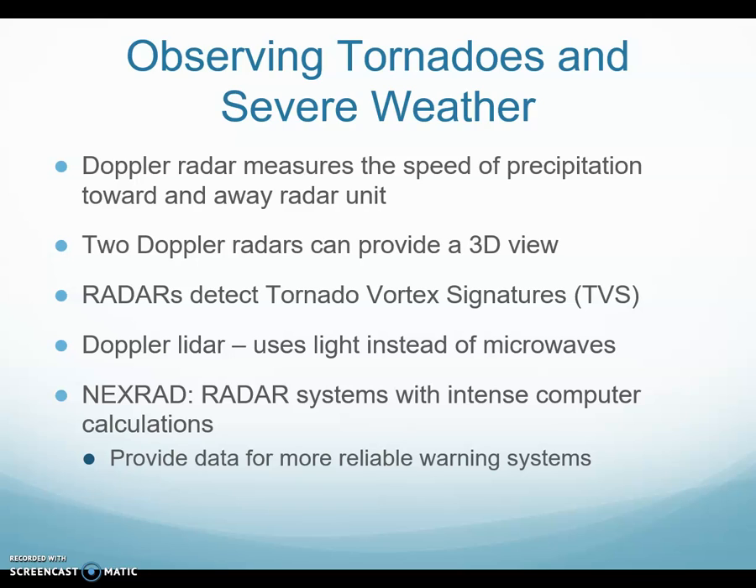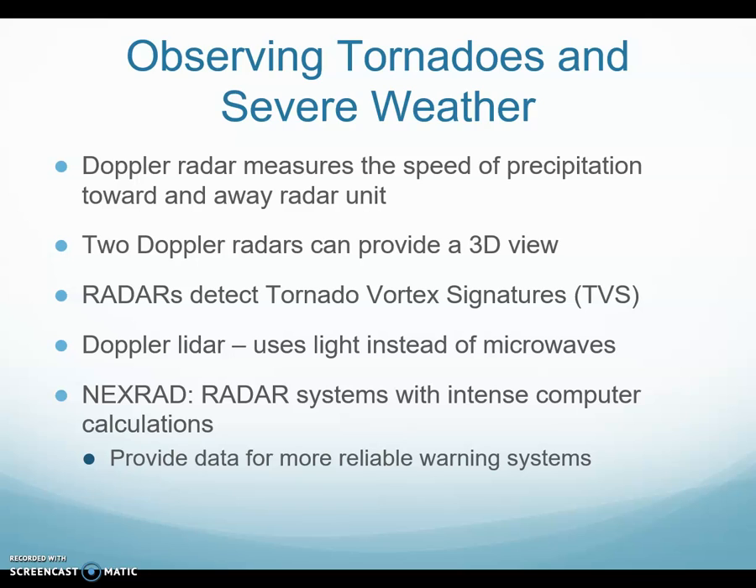So how do we observe tornadoes and how do we predict the severe weather? Well, Doppler radar is by far our best instrument for the day. Our Doppler radar tells us everything about tornadoes that we can get right now. If you get a tornado warning, you can bet they saw it on a Doppler radar.